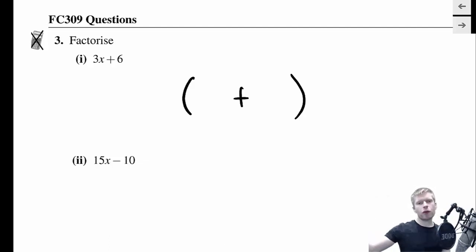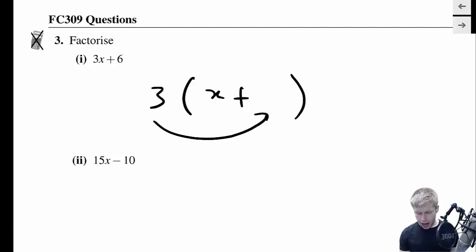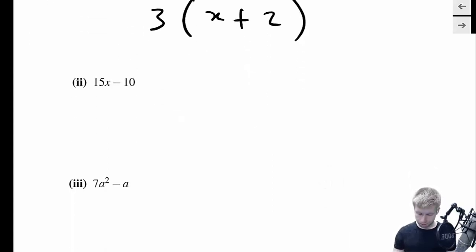And then I just think, what is common to both a 3x and a 6 term? Well, the only thing that's in common is just a number. It's just 3. There's no letters in common because there's no letters in that second term. Now say, right, 3 times something that goes there has to give me 3x. The only thing that has to go there is an x. And then I go, right, 3 multiplied by something that goes there has to give me a 6. The only thing that can go there is a 2. And that's it. 3 multiplied by x plus 2.